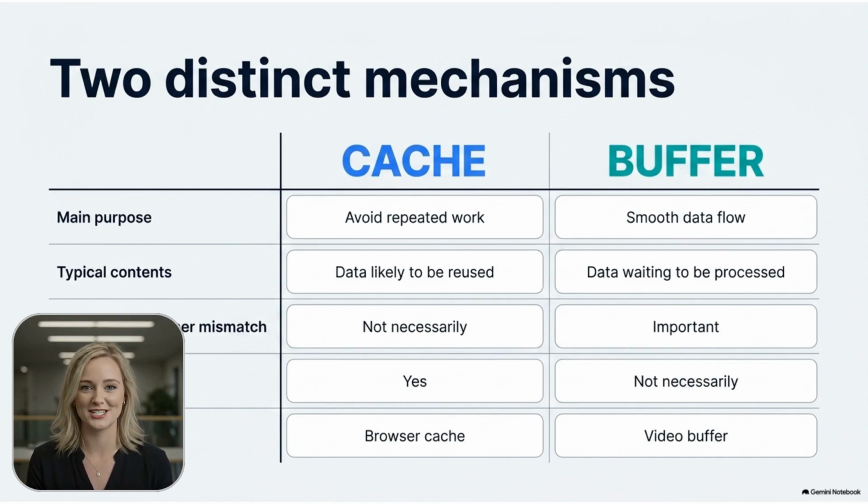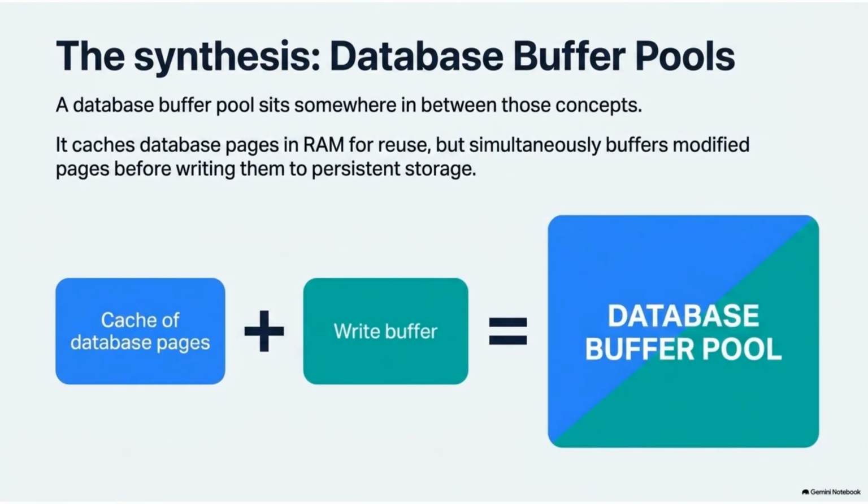flow between mismatched systems. A database buffer pool synthesizes these concepts. It acts as both a cache for read operations and a write buffer for data destined for storage.